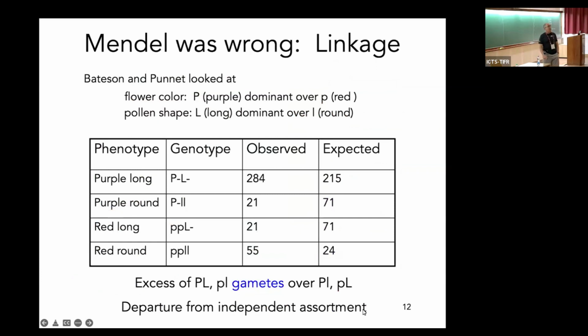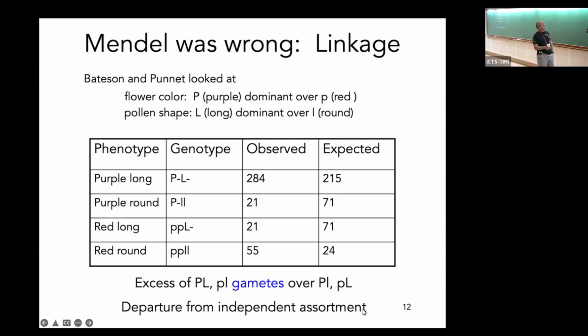But then Bateson and Punnett came along, I think this was 1906, and they were looking at flower color and pollen shape. I think this was sweet pea. And the pollen shape was either like a rice grain, kind of elongated, or kind of spot-like. And what they did was they crossed a pure breeding, that means completely homozygous, purple long with a pure breeding red round. And here is the expectation in the F2 from the 9 to 3 to 3 to 1 Mendelian ratios under independent assortment.